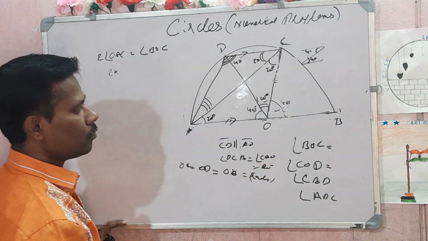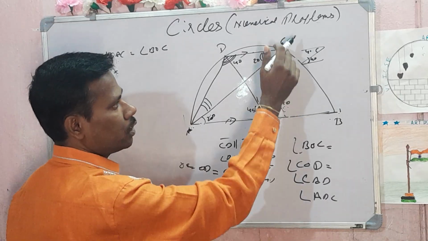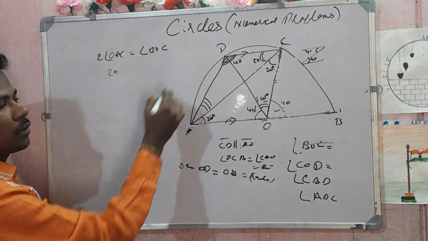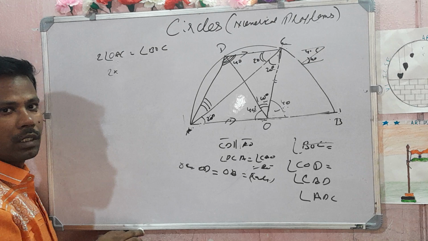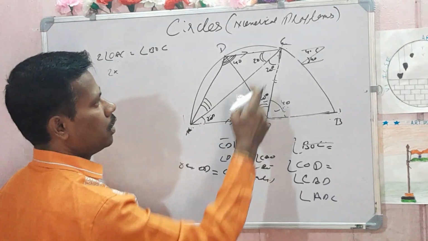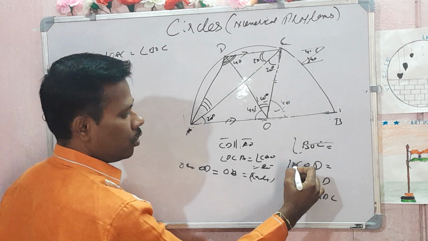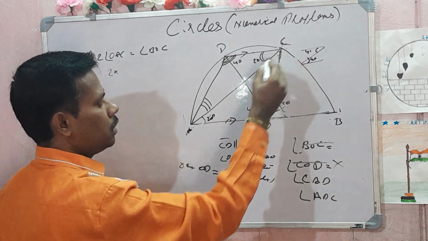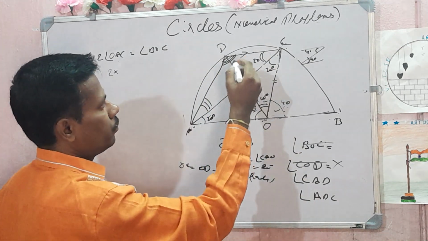Now, let us come back to what they are asking, BOC. BOC, already we calculated. So you have to write here, angle formed at the center of circle is double the angle formed at any point on the remaining part. So BOC is over. COD, already we calculated COD. This is also over. Next, CAD. This is not over. ADC.